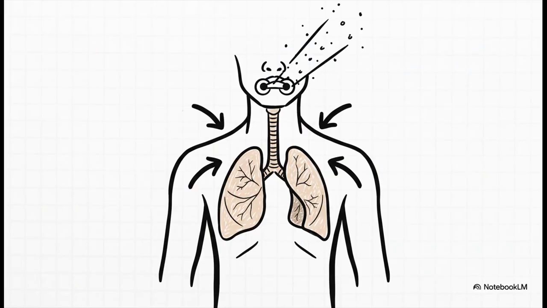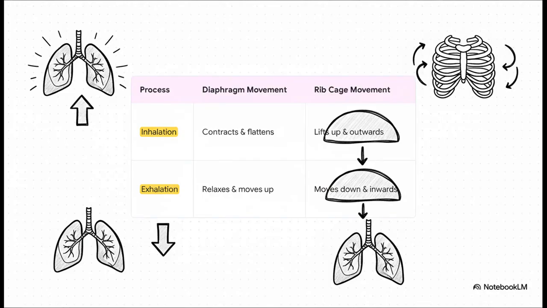And exhalation, or breathing out, is just the opposite. The chest cavity gets smaller. It contracts. This squeezes the lungs, which increases the pressure inside and forces the air out. And this table perfectly summarizes the two main players in this process. For inhalation, notice that the diaphragm contracts and flattens, while the rib cage lifts up and outwards. Both these actions make the chest bigger. And for exhalation, everything simply reverses. The diaphragm relaxes and moves up, and the ribs move down and inwards. It's a beautifully coordinated action.